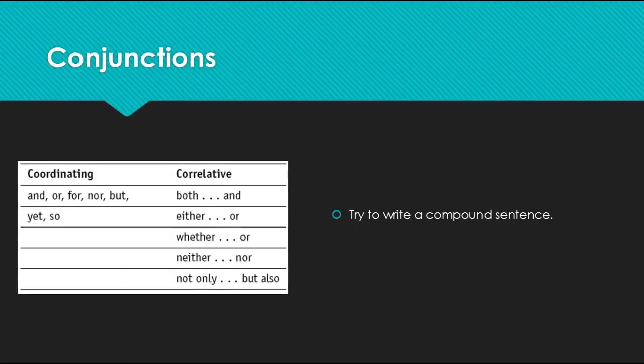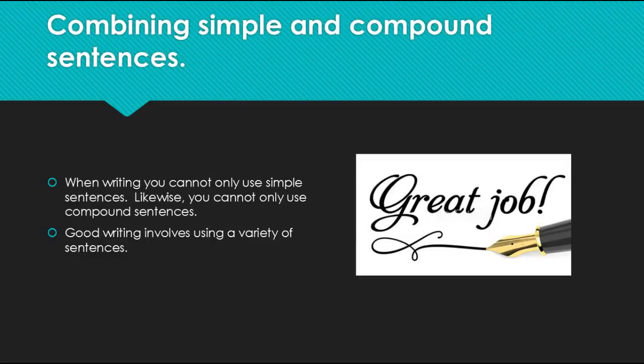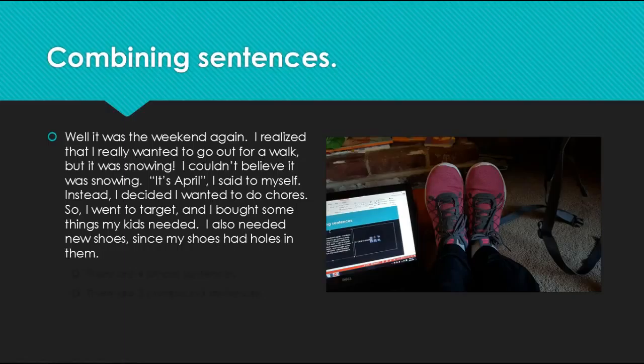So what I want you to try to do is look at this picture and write a compound sentence yourself. Combining simple and compound sentences is very important. You cannot only write in one style. So last week you were allowed to write a paragraph up to 5 sentences using all simple sentences. This week we are not going to be doing that. Good writing involves using a variety of sentences. You have to be able to switch back and forth between those simple and compound sentences to be the best writer you can be. Here's an example of combining sentences.